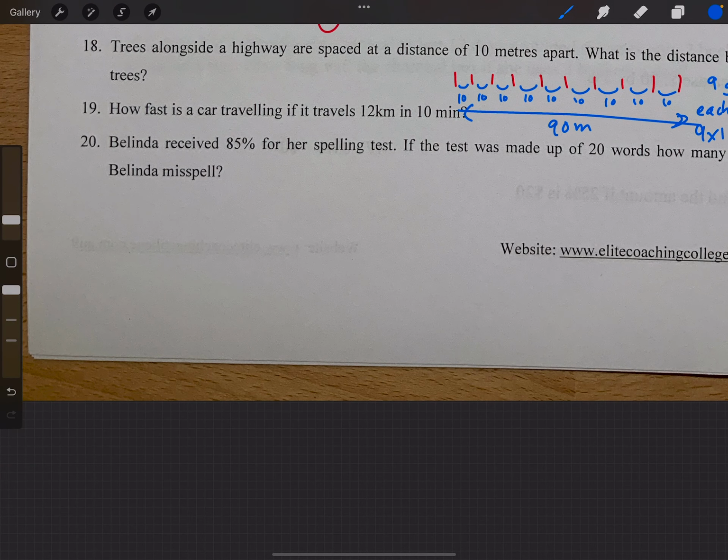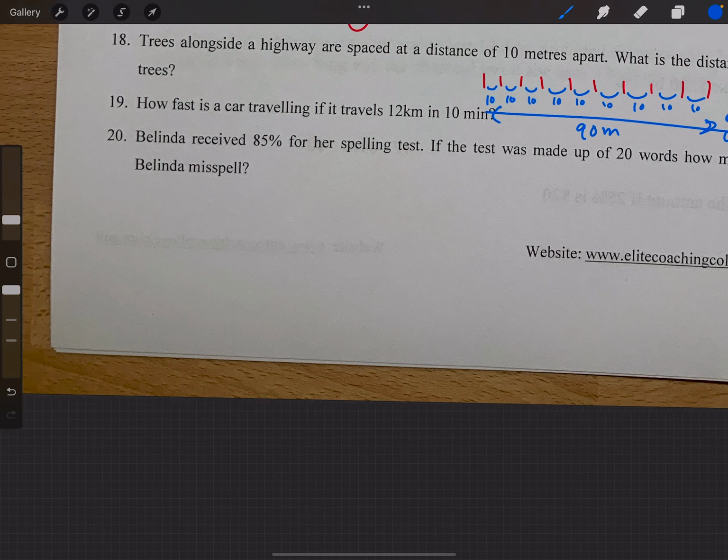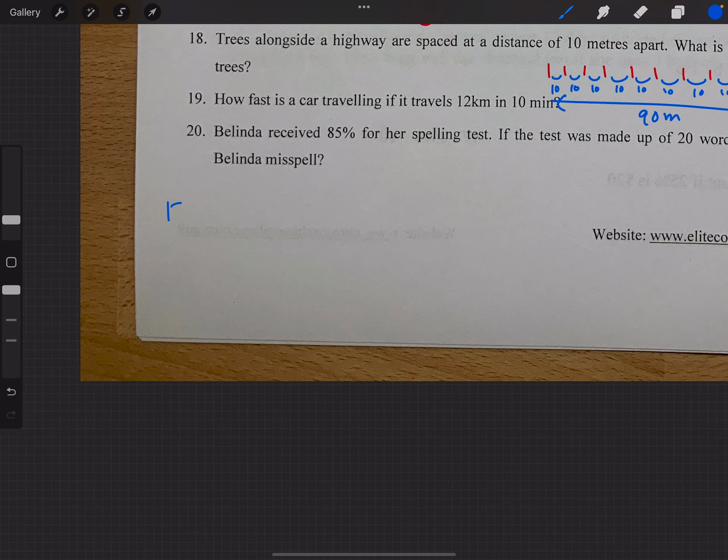Alright, question 19. How fast is a car traveling if it is traveling at 12 kilometers in 10 minutes? Okay, so 12 kilometers in 10 minutes. Now it says how fast is a car, so they want you to find a speed. Now remember, speed is always kilometers per hour. So how do we go from minutes to an hour? 10 minutes to an hour.